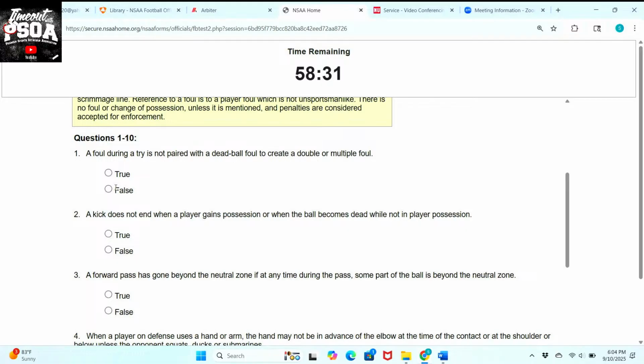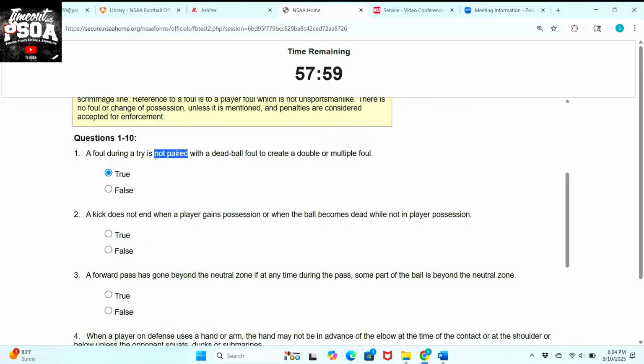So I'm going to say false, because double is 1 or more live ball fouls. And multiple fouls is 2 or more live ball fouls by the same team. So I'm going to say, foul during try is not paired with a dead ball foul to create. I'm going to say true because it's not paired. Yep, not paired. Okay. We'll see if they're all this difficult. 216 is the rule reference there.